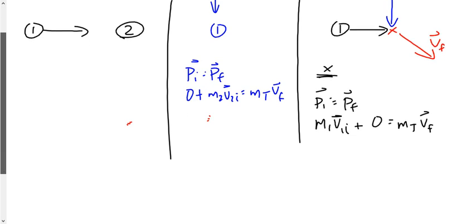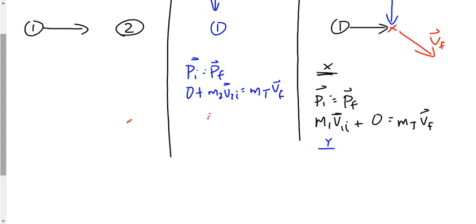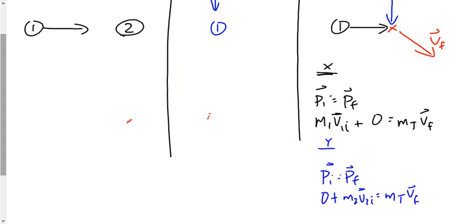Now, let's go to the next step. Let's analyze the y component now. What would the y component look like? Exactly the same as the second problem. Now we would say 0 plus M2 V2I equals MT times VF. Why 0 to start off here? Well, because object number 1 is not moving on the y-axis. We're paying attention only to the y-axis now. So if we're ignoring everything on the x-axis, then it's just the same as the second problem.